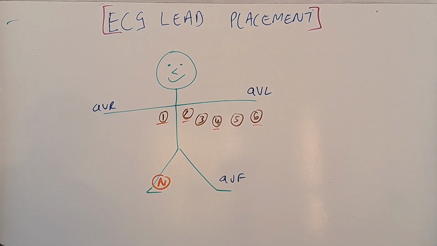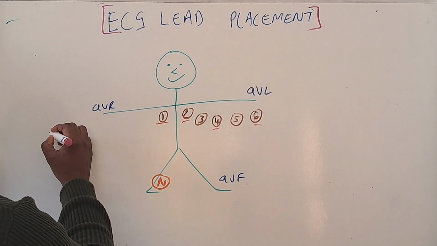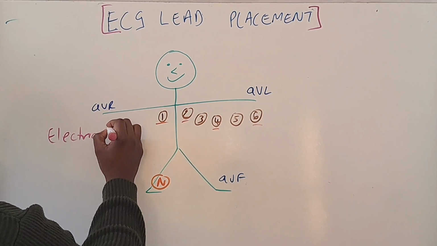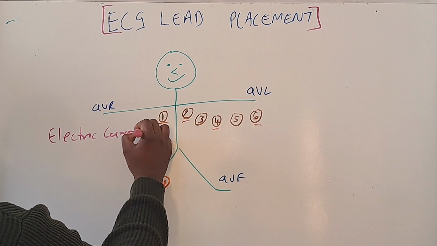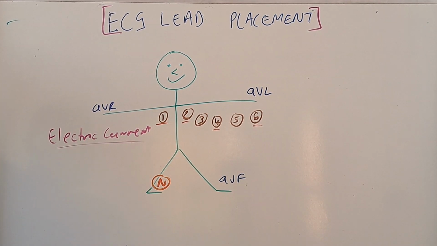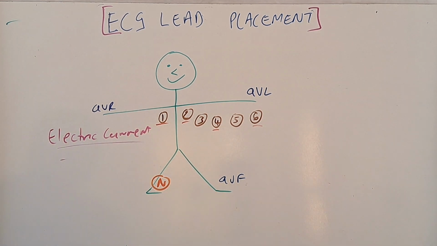Now what I want to explain is, I want to take you guys back to, I think, grade 10, where we started talking about vectors. Remember, the electric current is a vector. Remember, a vector has magnitude and a direction. So electricity has magnitude and direction. So it's a vector.